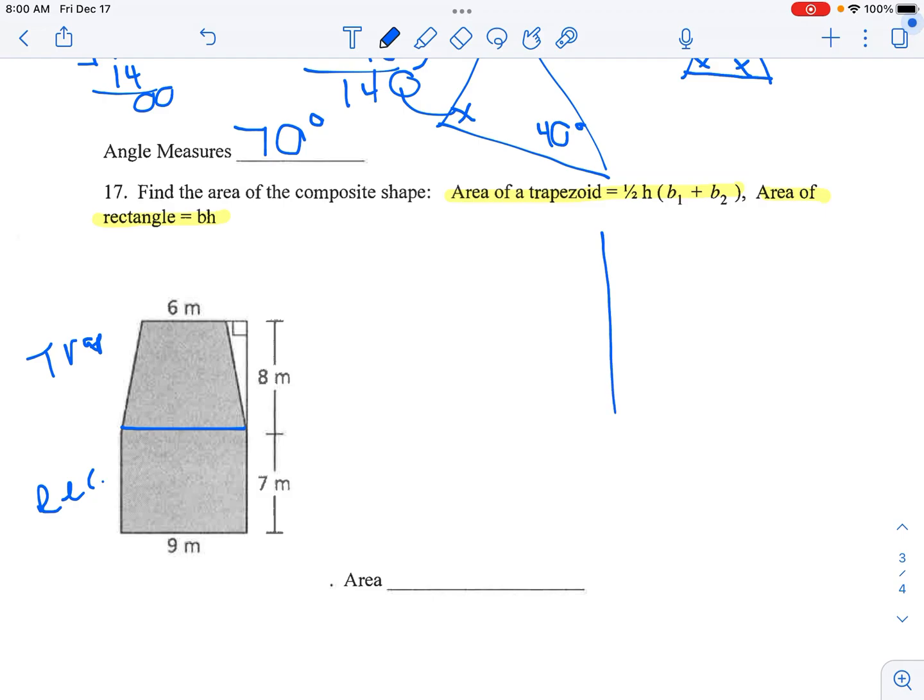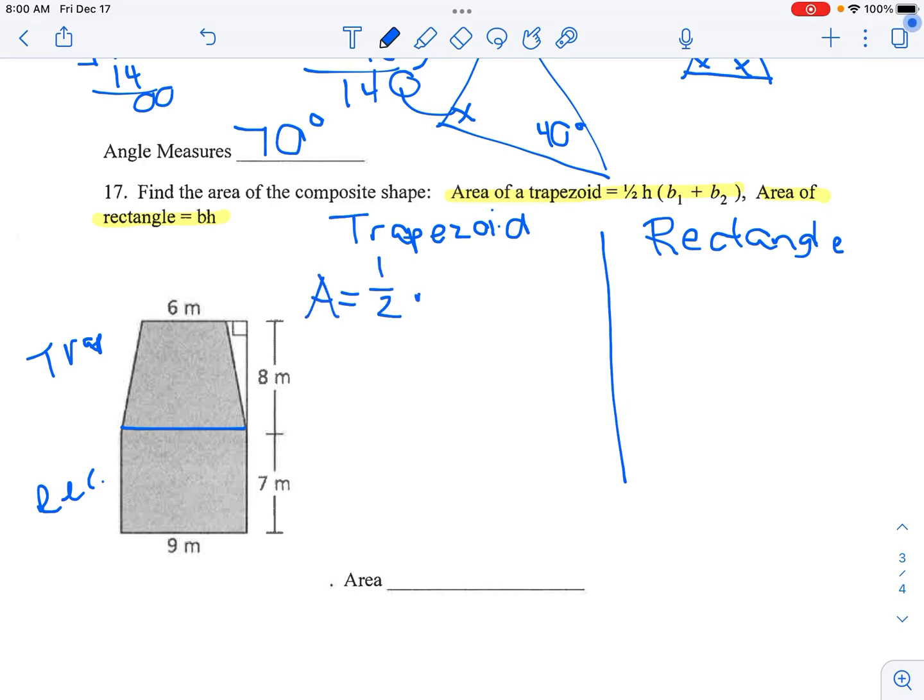So first, as we always do in class, I'm going to divide my workspace into 2 parts. We always want to keep our work organized. So I'm going to solve for my trapezoid over here and my rectangle over here. Now the formula for the trapezoid has a lot going on, but we all know how to solve it because we all know how to substitute for variables.